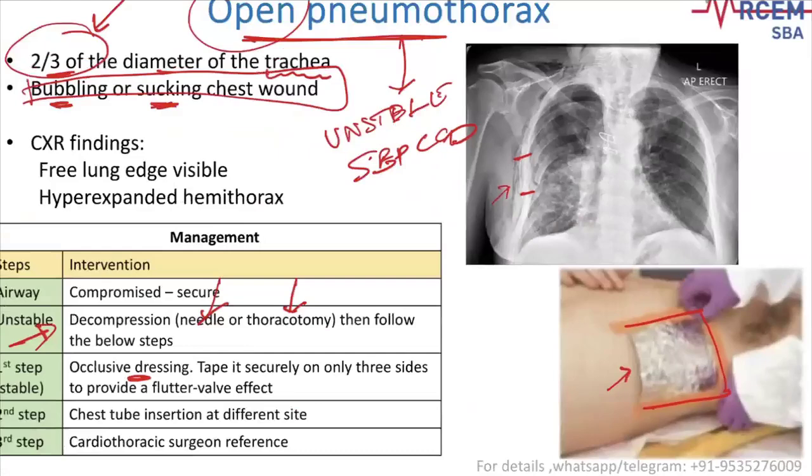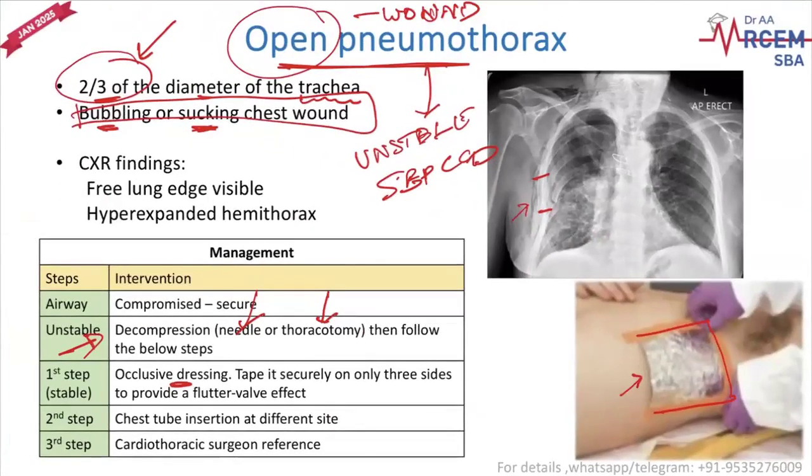Why are you occluding in this manner? To have a flutter effect, a flutter valve effect, as we call it. What is the flutter valve effect? During inspiration, this dressing gets sucked in and forms a good seal.